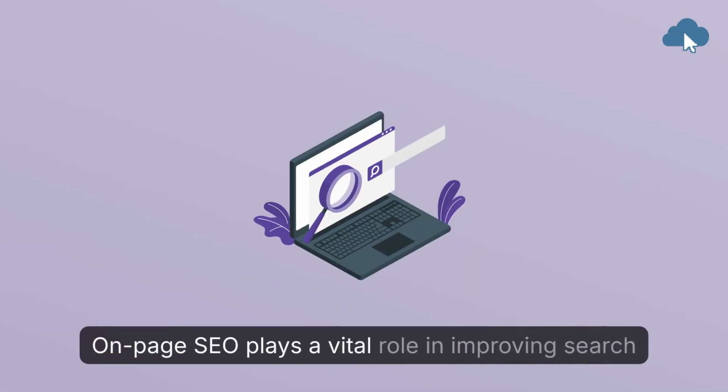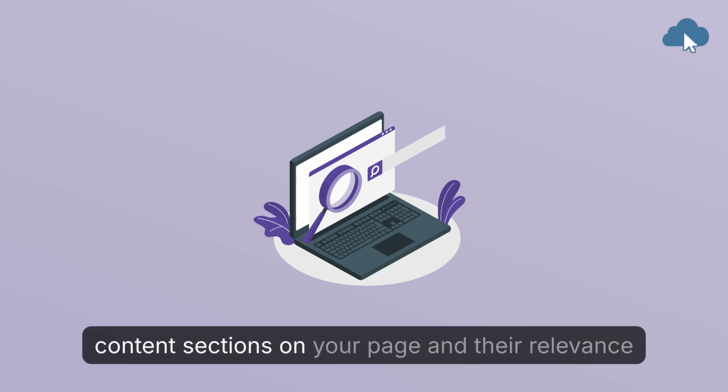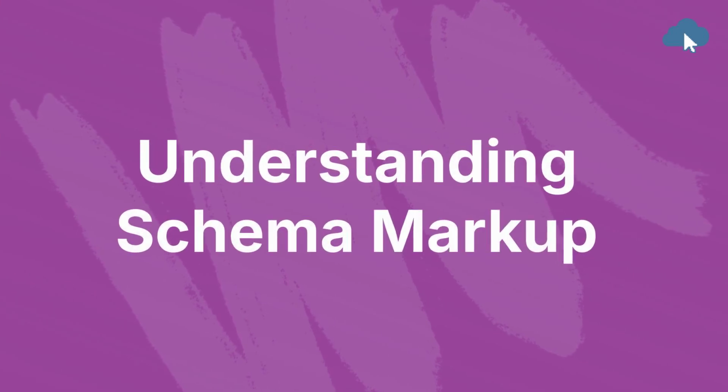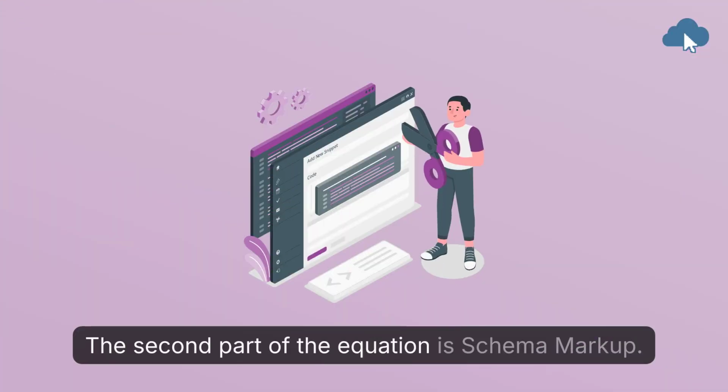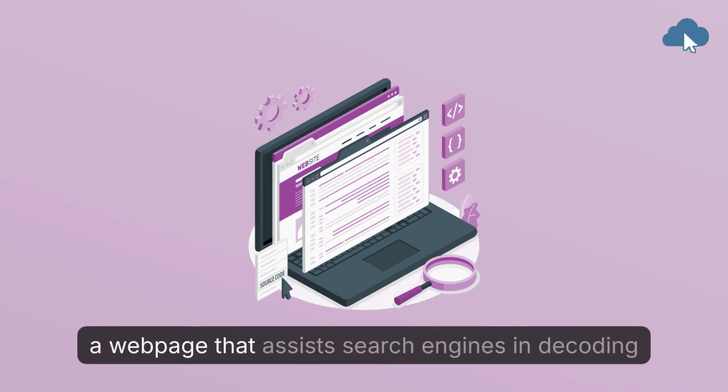On-page SEO plays a vital role in improving search engine rankings, helping search engines understand the various content sections on your page and their relevance to user queries. Understanding schema markup. The second part of the equation is schema markup. This is a type of code added to a web page that assists search engines in decoding the content.